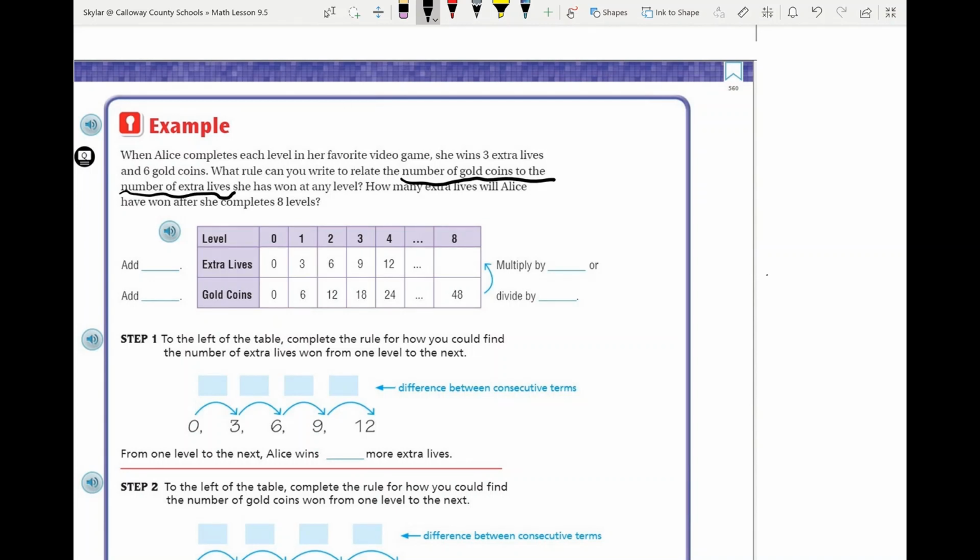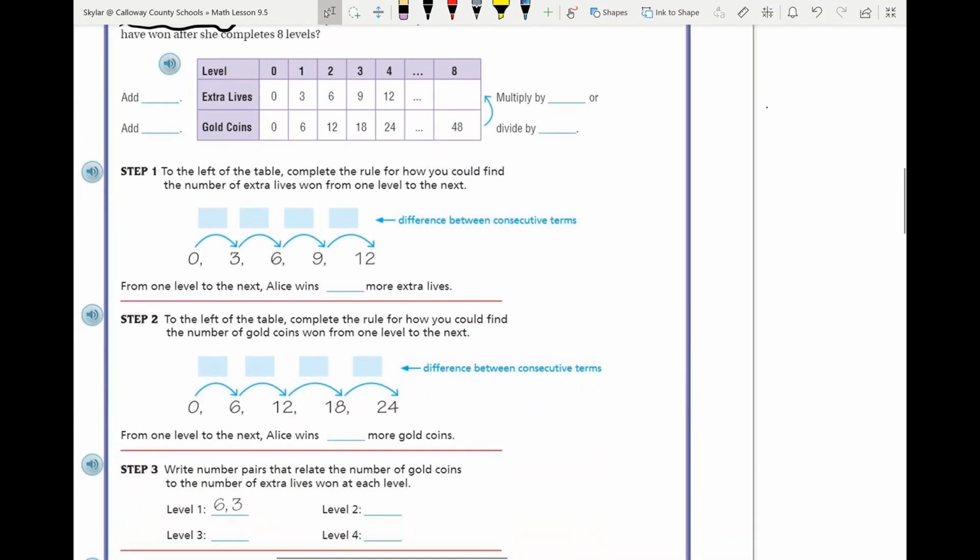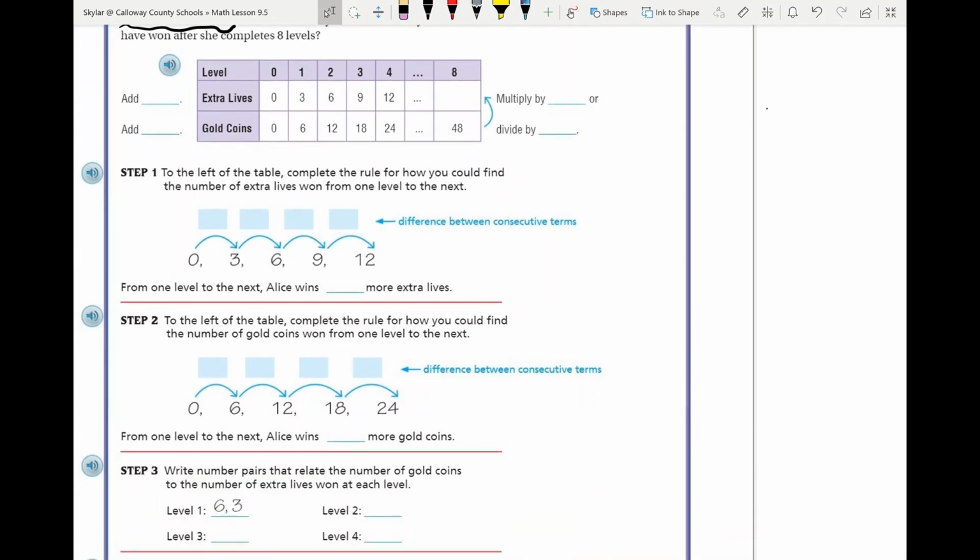And then it also says how many extra lives will she have after she completes 8 levels. Luckily for us, they actually listed out the sequence for us already. So let's check out that first step. Let's find out what the rule is just for extra lives.